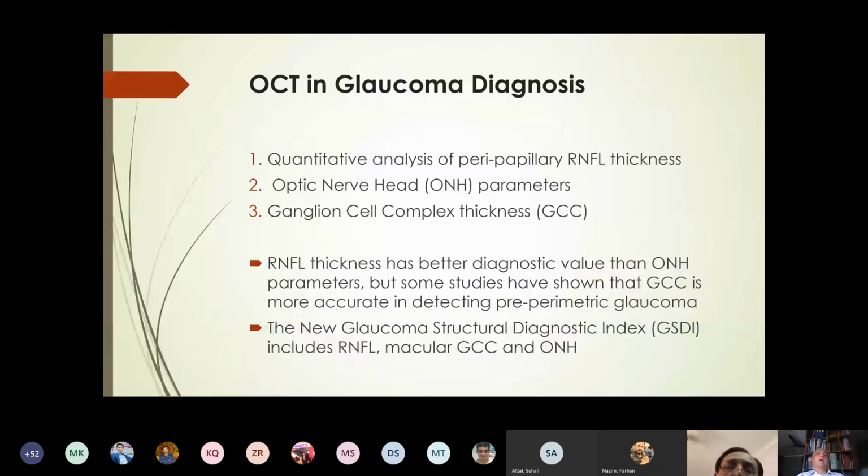So, what is the importance of OCT? Why have we stopped relying that much on visual fields? It is because 40 to 50% axonal loss may occur before any change in visual fields is detected.